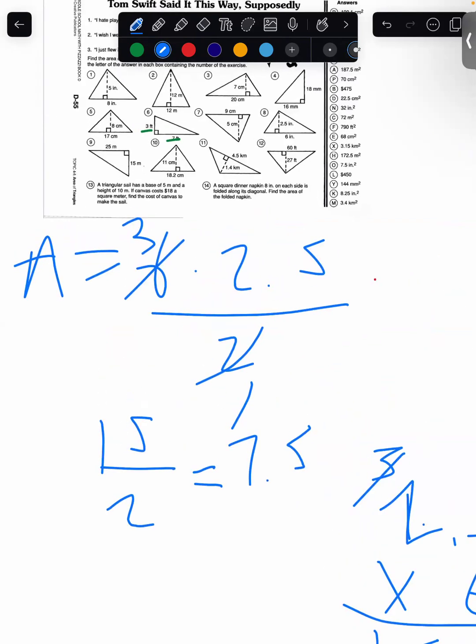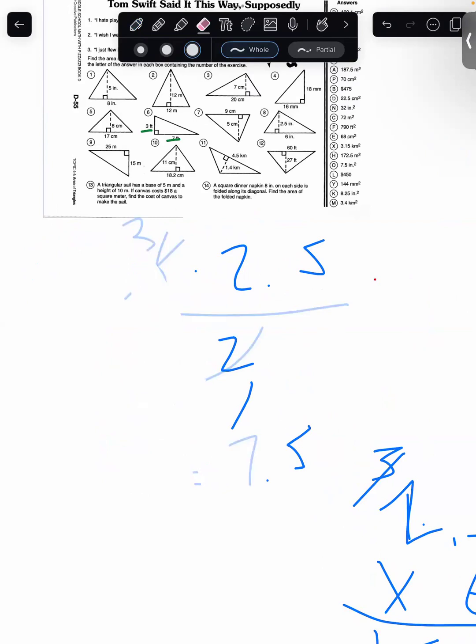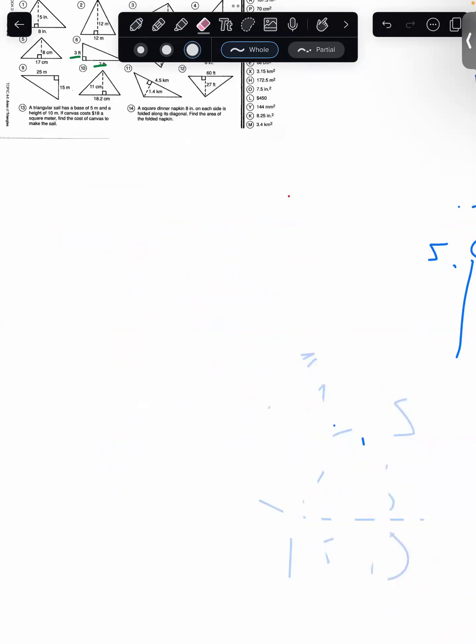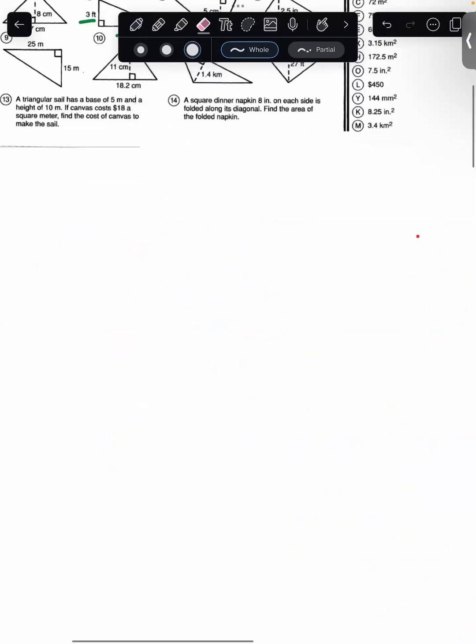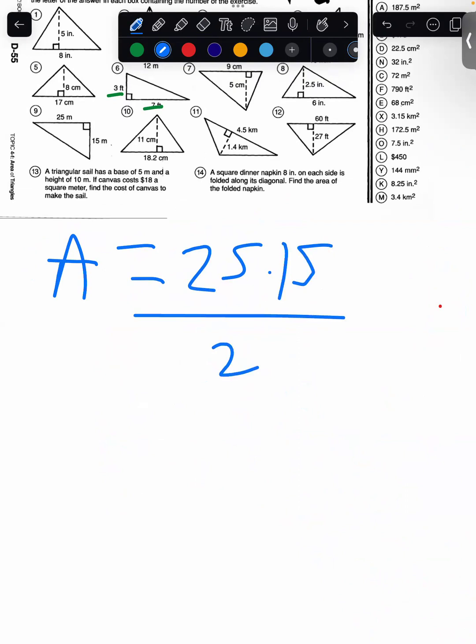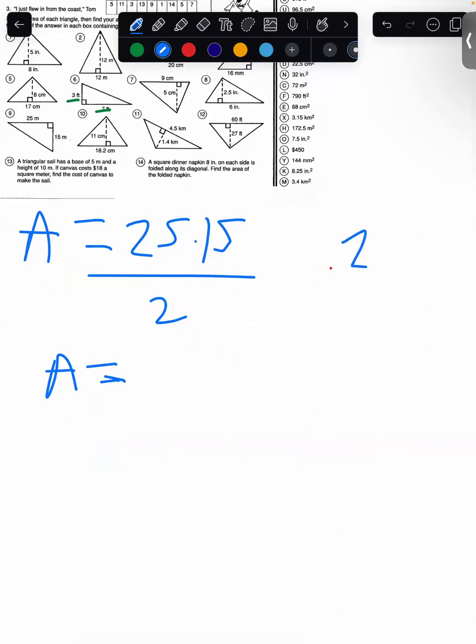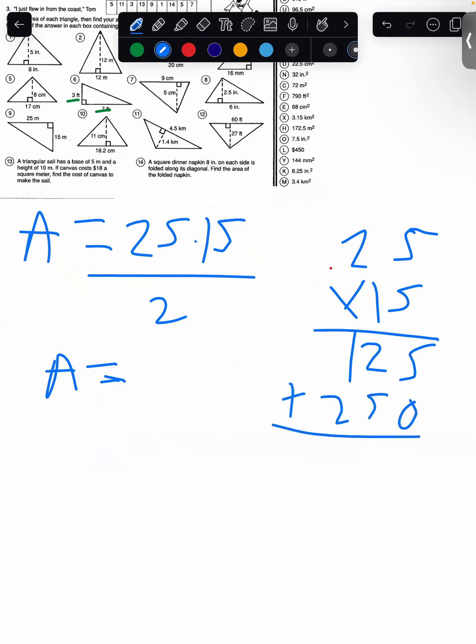All right, number 9, we have 25 and 15. The base and the height there just depends on which one you want to call one, and the other one is perpendicular to that one. Because these are already at right angles. So we have 25 times 15 divided by 2. No easy shortcut on this one because there's no even number. So 25 times 15 is 125 on the first row, 0, 250. So that's 375. So 375 divided by 2.